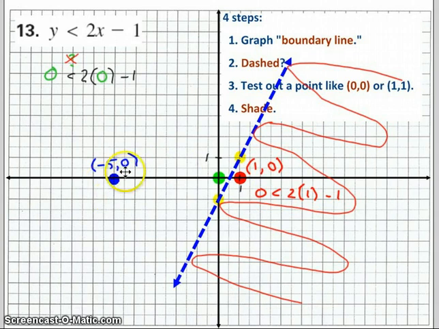How about if I just happened to try -5, 0? Well, in that case, I've got 2 times -5, or -10. And -10 minus 1 is -11. Clearly, that's not more than 0. So I have shaded the correct side.